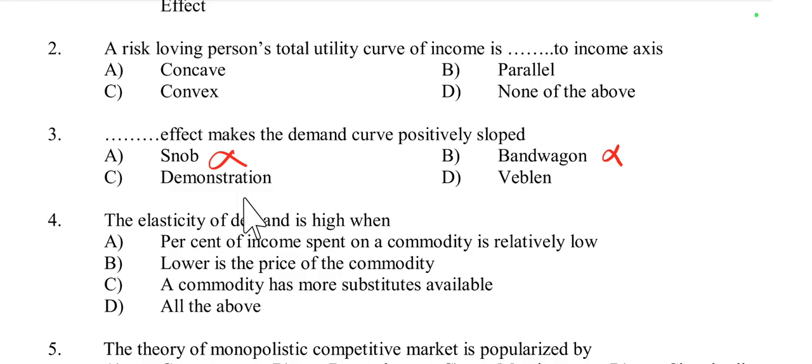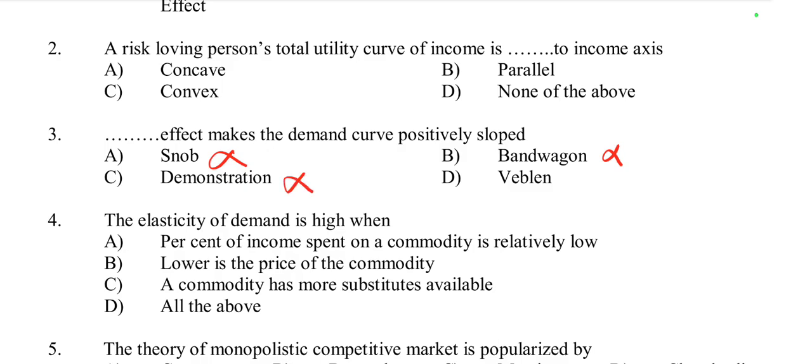Then demonstration effect. This effect suggests that individuals imitate the consumption pattern of others, particularly those they admire or consider to be of higher social status. Seeing others consume a product can influence a person's preference and increase the demand for that product. However, this doesn't necessarily lead to a positively sloped demand curve. So this is not correct.